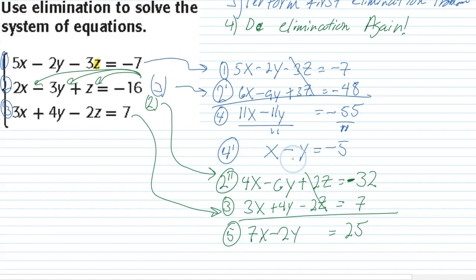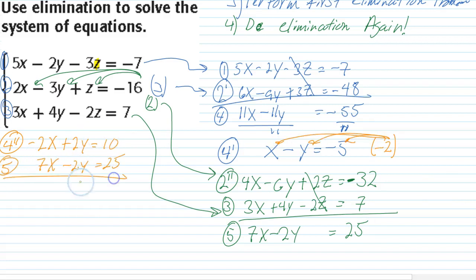I look at 4 prime and I look at 5, and I can cancel out either the x or the y. Now, if I cancel out the y, it's just smaller numbers, so that's what I'm going to cancel out. In order to get the same number with a different coefficient, I'm going to multiply 4 prime by negative 2. Now I'm going to rewrite it over here. Now that I have them lined up, I just do elimination like normal.